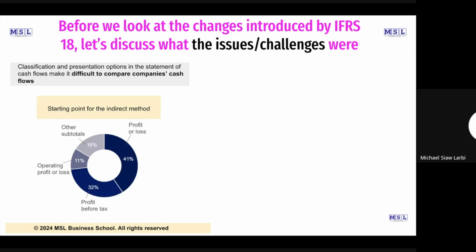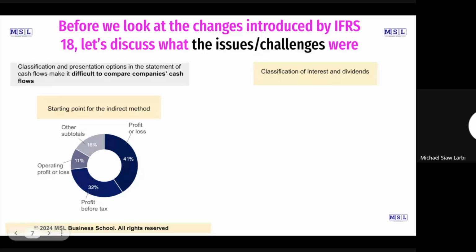Everybody's starting point, before we come to that, some were using profit or loss, 41%. Some used profit before tax, 32%. Some used operating profit, 11%. Some used other subtotals. So it meant that the reconciliation and the operating activity cash flows had different starting points. The requirement now is everybody will start from operating profit. We'll come to that, but you can see the diversity of practice here. People were doing different things, right?